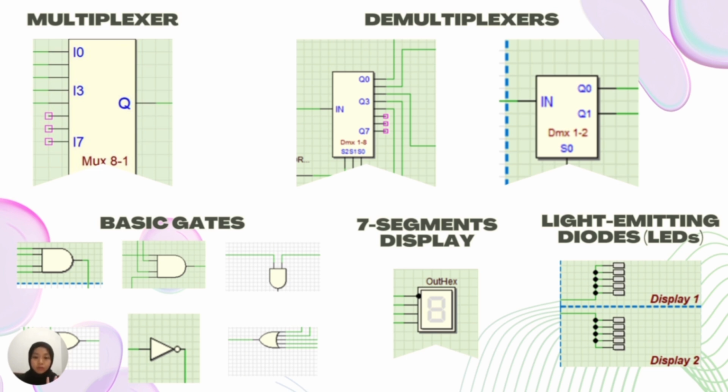This circuit uses two demultiplexers. The first one directs data from the multiplexer to the selected computer in Lab 2, ensuring proper routing. The second one, connected to the clock enabler, selects output channel Q0 or Q1. For Q0, it lights up the display 1 LEDs, while Q1 lights up the display 2 LEDs. And then the third one is basic gate.